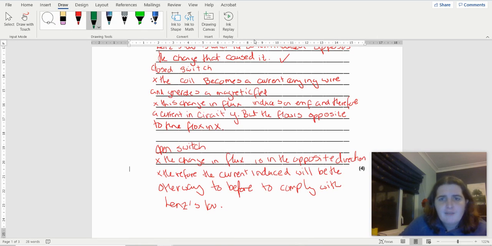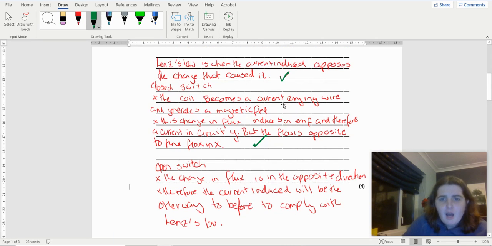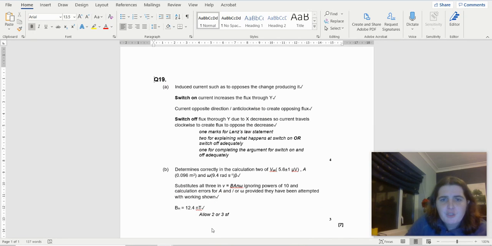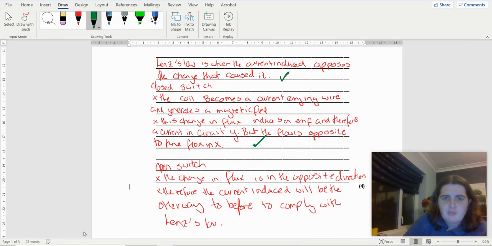Okay, so what I'm doing there is I've explained Lenz's law. I talked about the fact that a current carrying wire generates a magnetic field, and this change in flux induces an EMF, and therefore the current in Y is opposite to the flow in X. Which, if you go back to the mark scheme, matches: switch on, the current increases the flux through Y, the change is in the opposite direction. So I've got a mention of the magnetic field and there's a change in flux. When the change is in the opposite direction, therefore the current induced will be the other way to before, to comply with Lenz's law, to oppose that change.